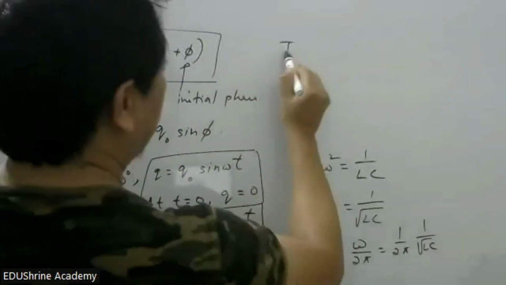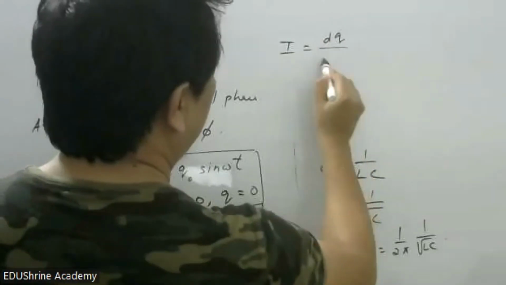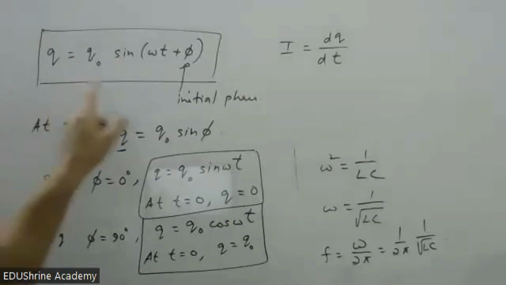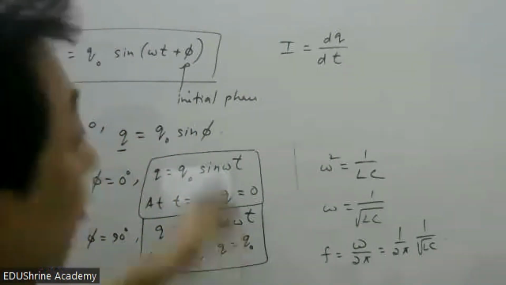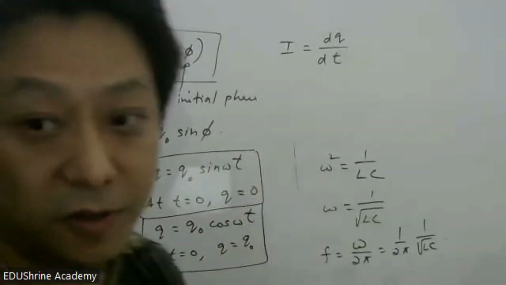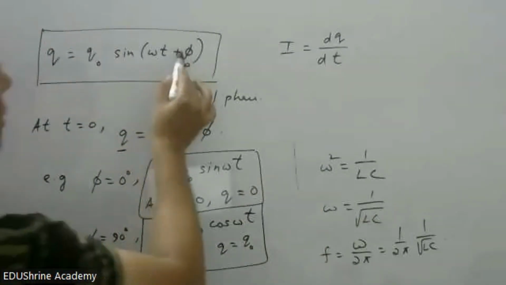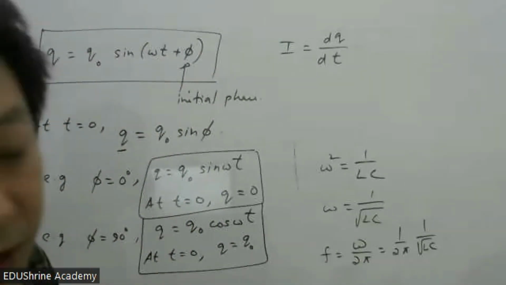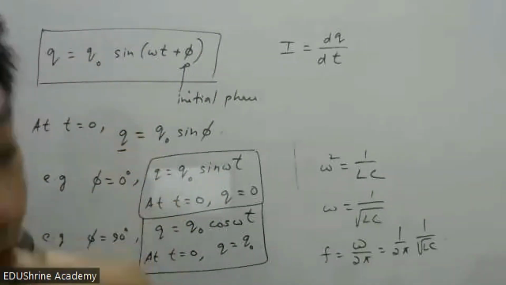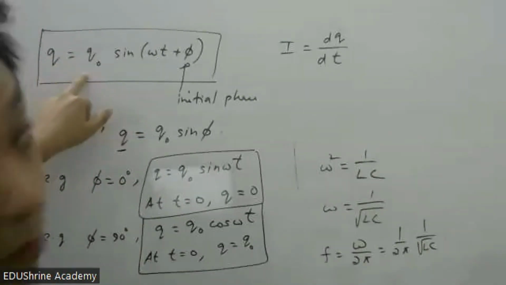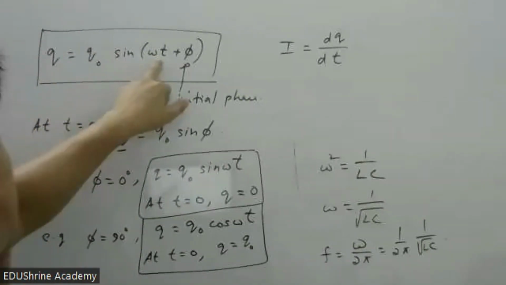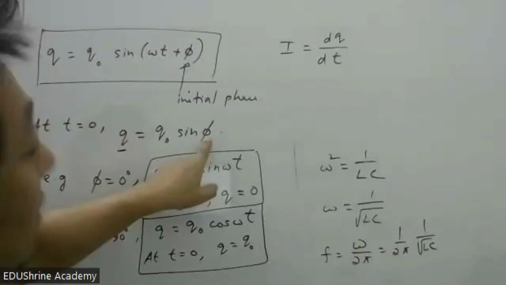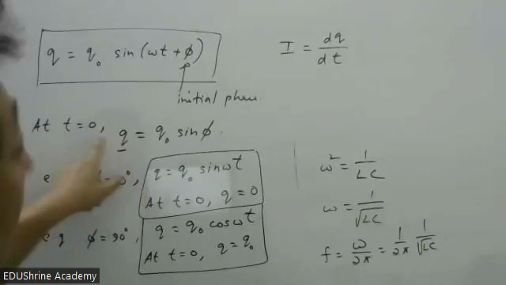If they ask current at any particular time, you can write dq by dt. So the formula for current will depend on the formula for charge, whether you have used sine or cos or maybe 60 degree here. Can you tell me if this is 60 degree, then what will be charge at time 0? Sine 60 is how much? Root 3 by 2. So the charge will be root 3 by 2 times Q naught at t = 0 if you took this phi as 60 degree.